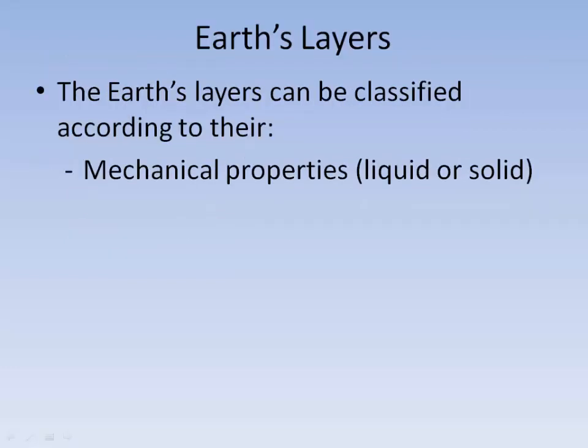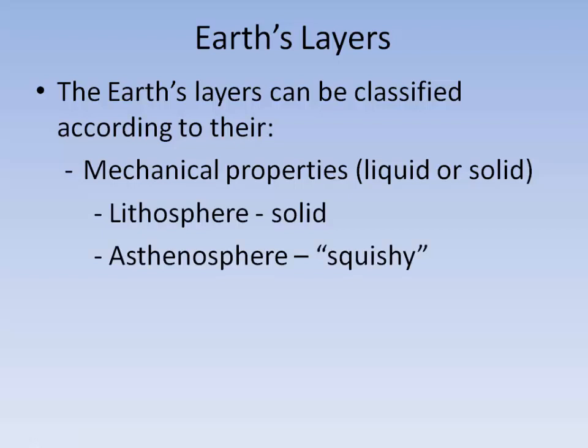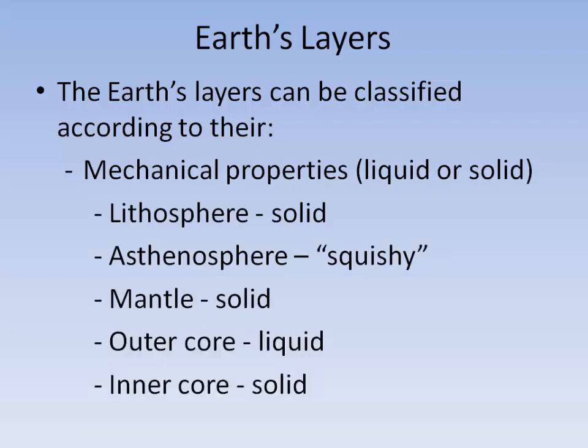Now, we can classify Earth's layers in a different way based on their mechanical properties, their physical properties. Basically, whether they're liquid or solid. And when we do that, we end up with 5 layers. The lithosphere is the outer solid layer. Underneath that is a partially melted squishy layer called the asthenosphere. The mantle is solid. The outer core is liquid and the inner core is solid.